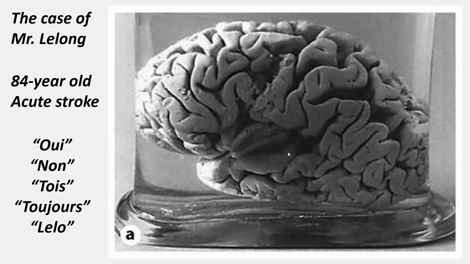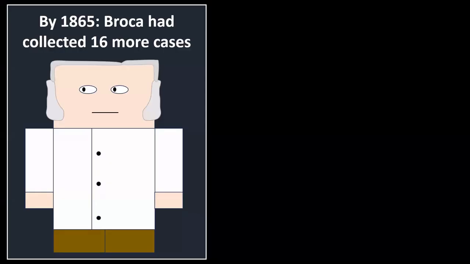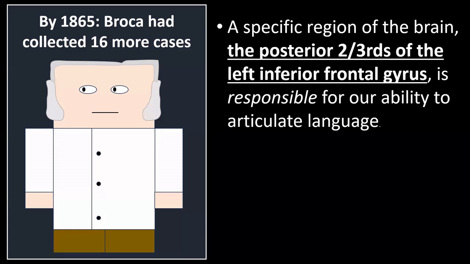And Monsieur Lelong also had a defect, but it was a lot smaller than the defect of Monsieur Le Borgne, and it was located over here in the posterior part of the inferior frontal gyrus, but once again posteriorly in the inferior frontal gyrus. So Pierre-Paul Broca certainly believed that he was onto something now, and by 1865 he had collected like 16 more cases, and all except for one had lesions involving the posterior 2/3 of the left inferior frontal gyrus.